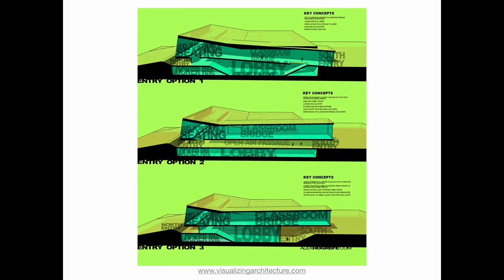And sometimes it can be really effective. So here's another Alex Holgreff example. We've got the building, and what he's done is he's put in these various pieces of what is happening in the building just as text. So we've got the lobby, and these are three different examples: entry option 1, entry option 2, entry option 3.